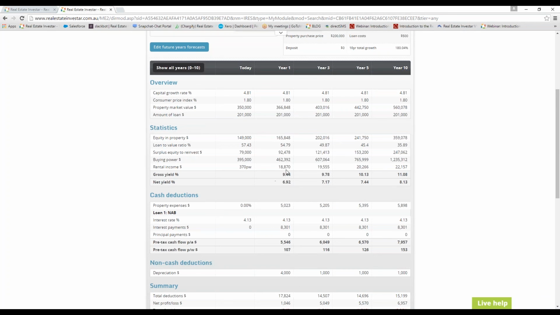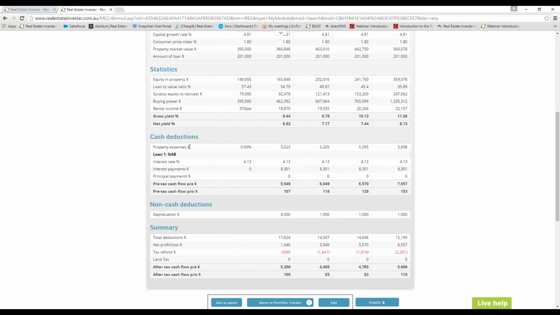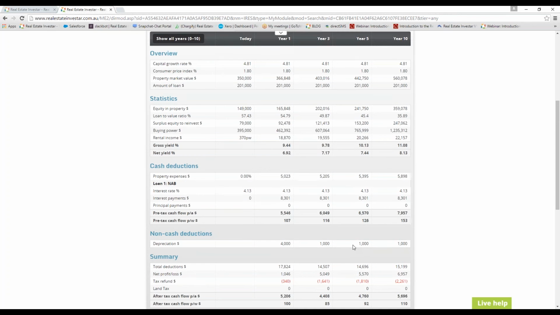Our cash deductions are based on those property expenses we entered per annum and the interest you're paying on your loan. So after all of that information is taken into consideration, we are given the pre-tax cash flow per annum, $5,546 per year you'll be making on this property if you retain it, and pre-tax cash flow per week, $107. So you've also got your depreciation information there as well if that's applicable for you.